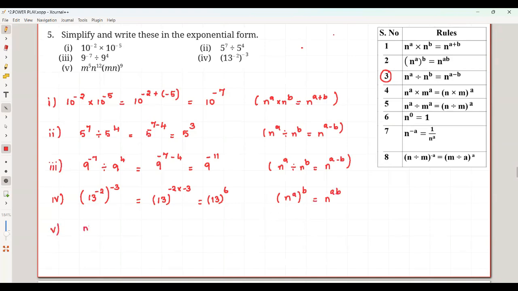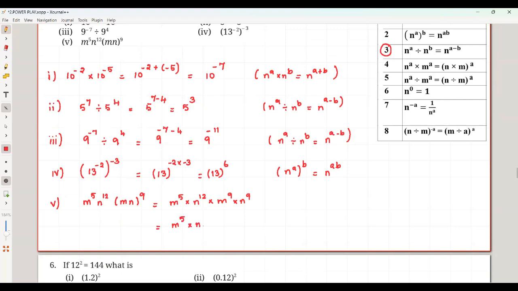So fifth question is given as m to the power 5 into n to the power 12 into mn power 9. So we have to just simplify this one. This can be written as m to the power 5 into n power 12 into m power 9 into n power 9, since 9 is common for both. M power 5 into m power 9 into n power 12 into n power 9.